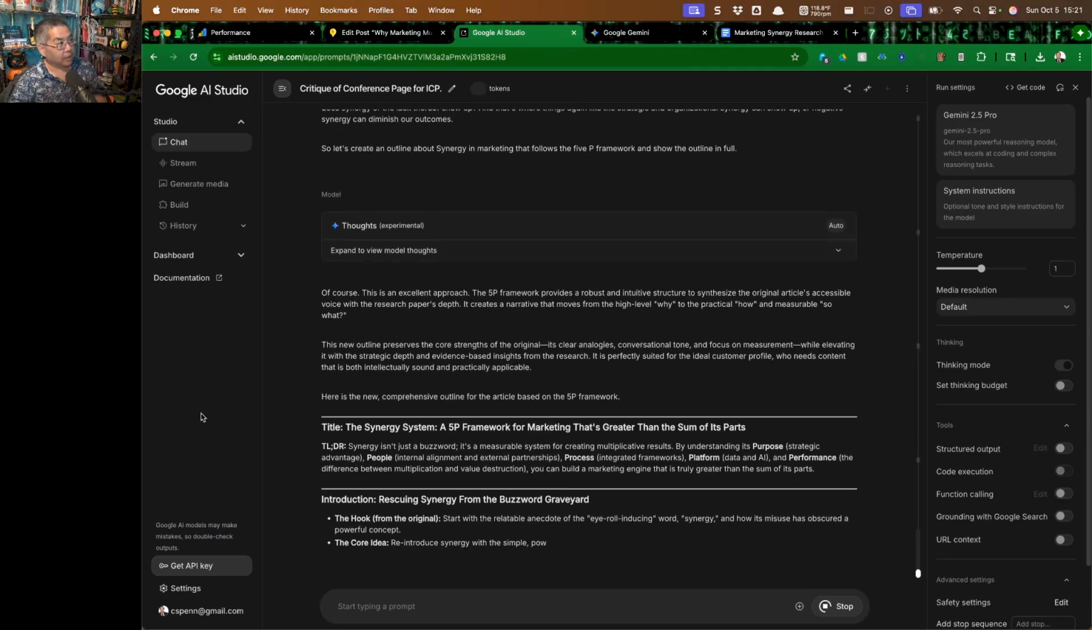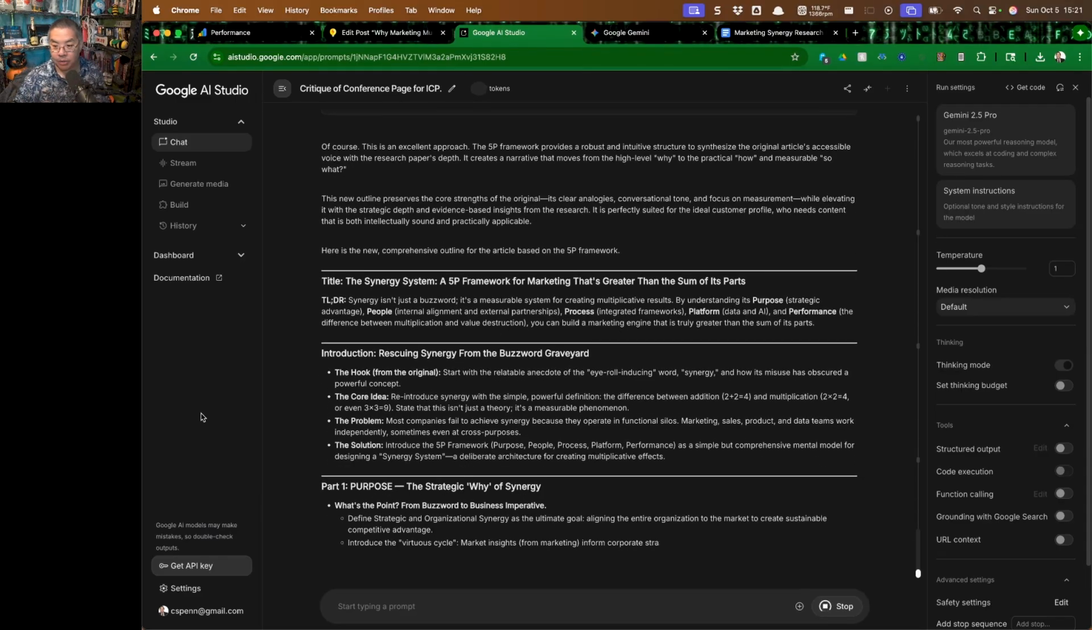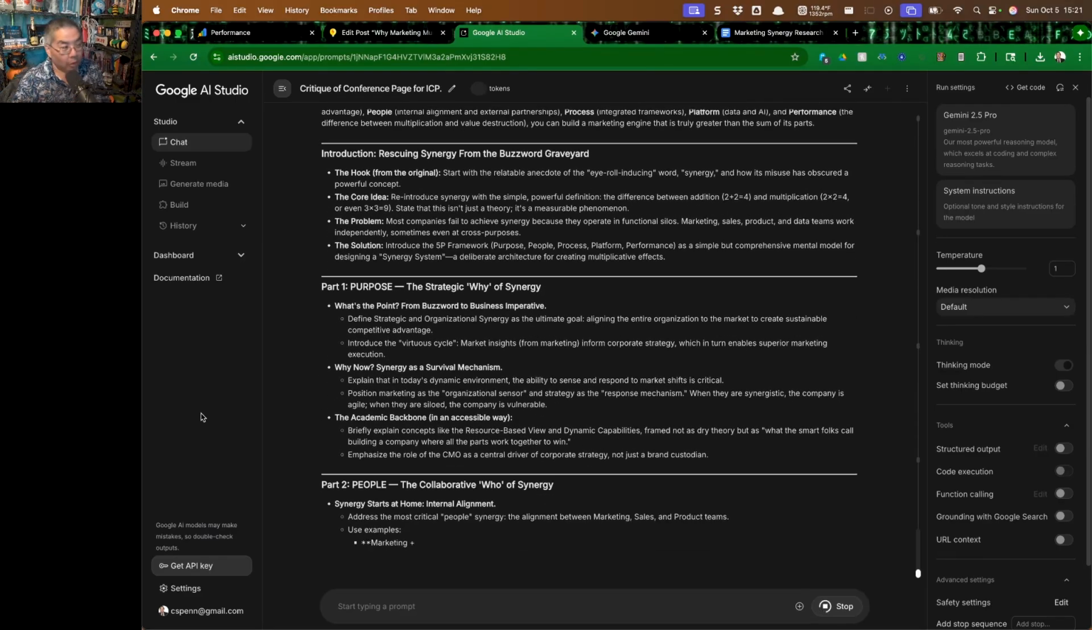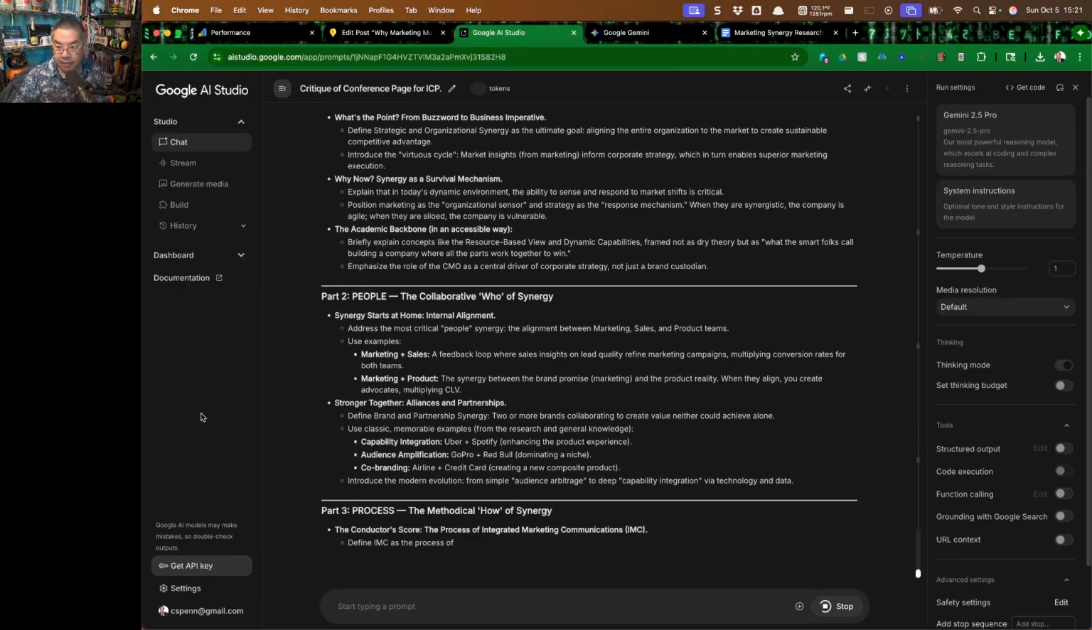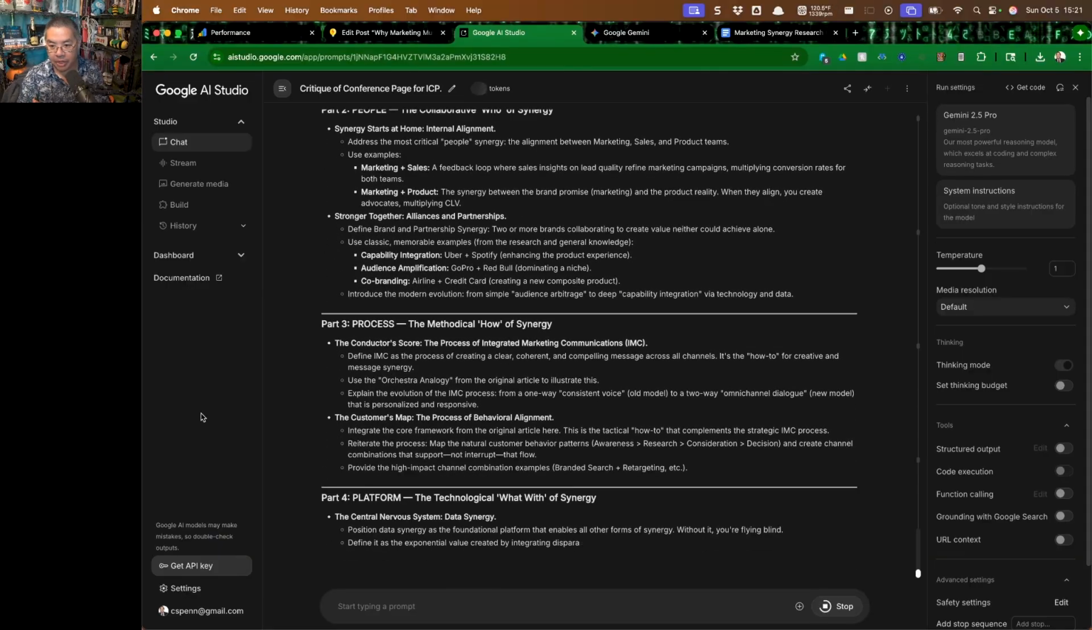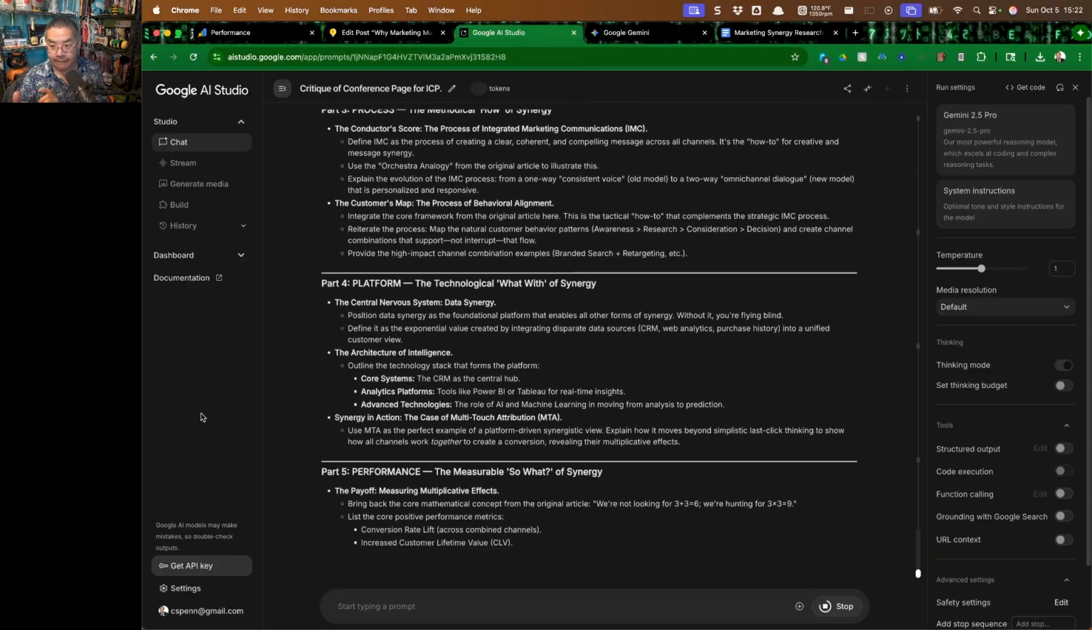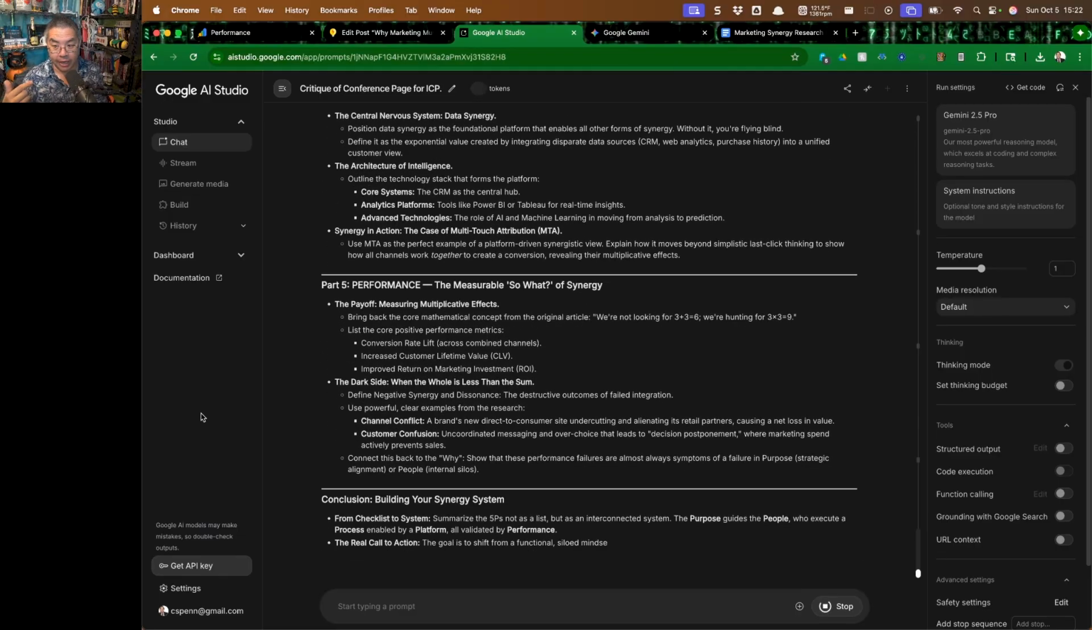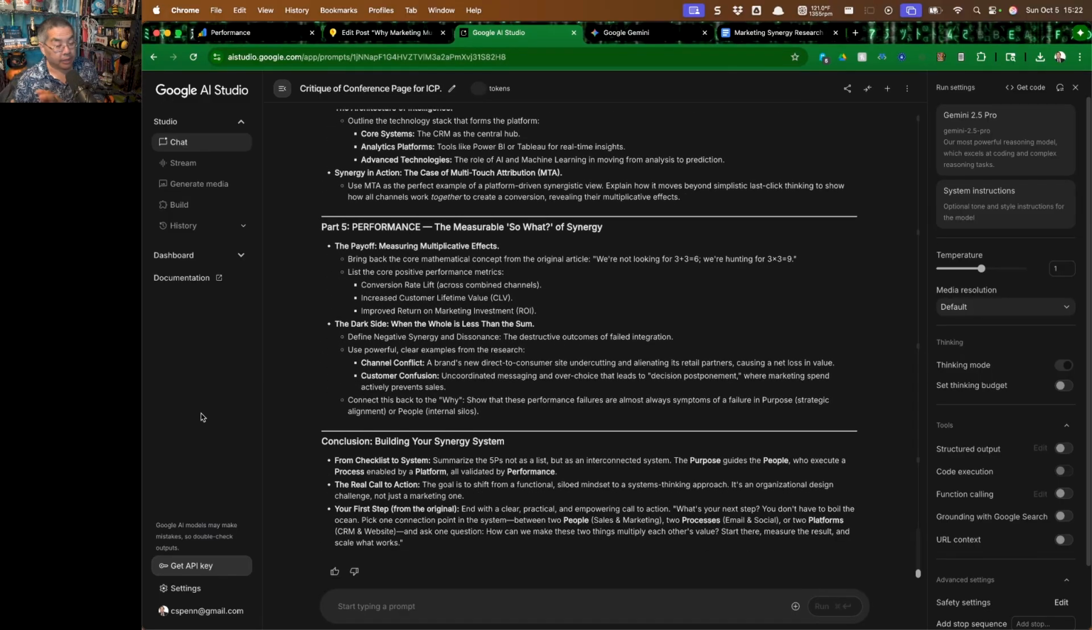So what it's doing now is it's creating an outline for our article based on the 5P framework that I've just explained through. Using the research that we provided, using the original post, using everything that we've talked about so far. Let's now have it go and do some auditing.